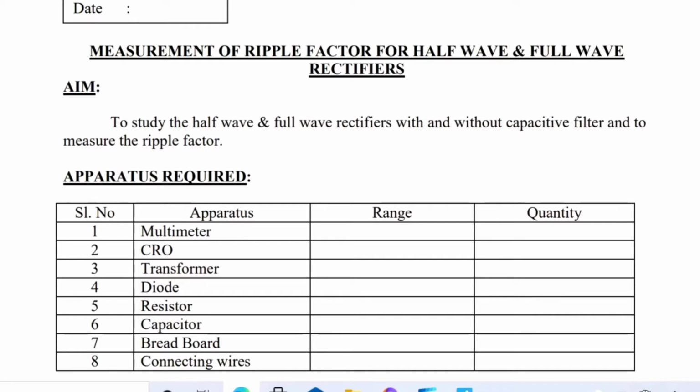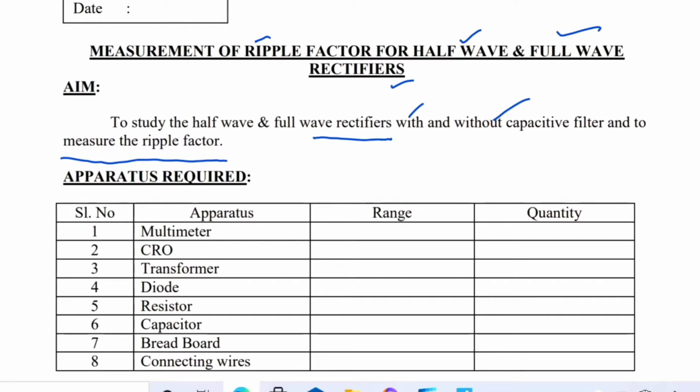And this video explains the electronics experiment in the engineering practices lab titled measurement of ripple factors for half wave and full wave rectifier. So this is our objective. First we need to know what a rectifier is and how to get a ripple free output from a rectifier with and without a filter. And we also measure the ripple factor.